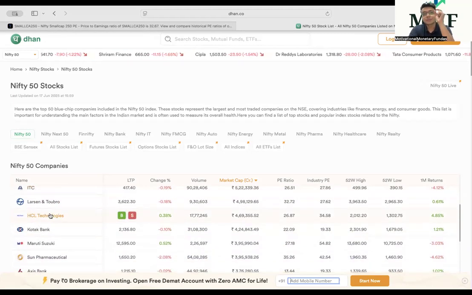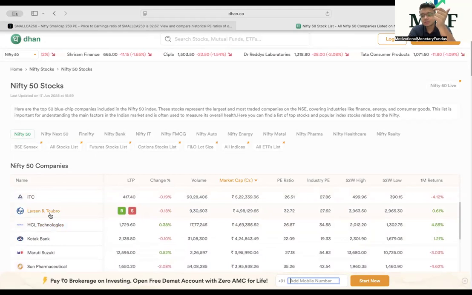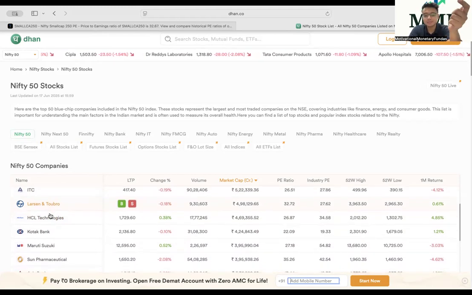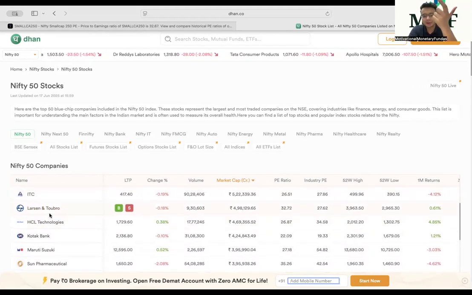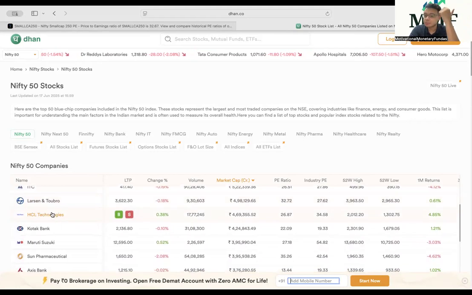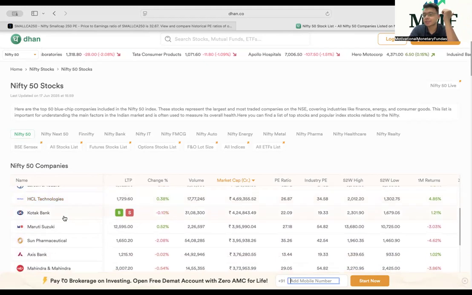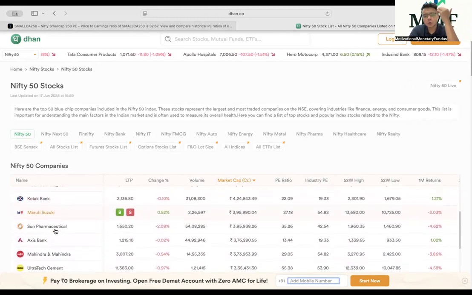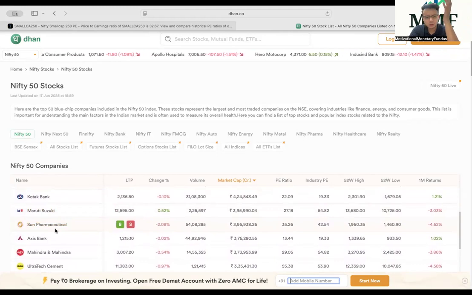Again, ITC being a complicated business, you have different subsidiaries, different businesses, like ITC Hotels has been hived off as a separate company. So its valuation can be complex. Larsen and Toubro is heavy, L&T is cyclical, price to book value, HCL price to earning, Kotak again price to book value, Maruti Suzuki is an automobile company, you can do it on price to earning.